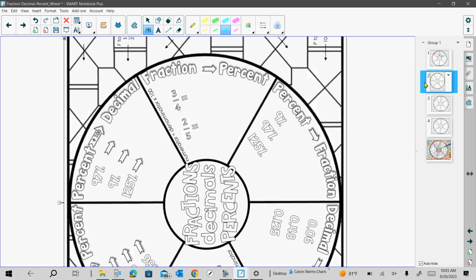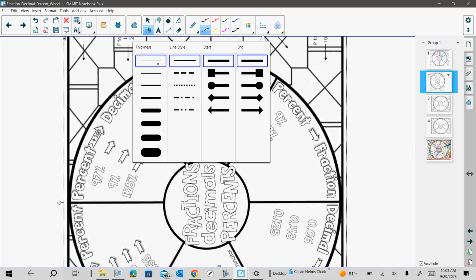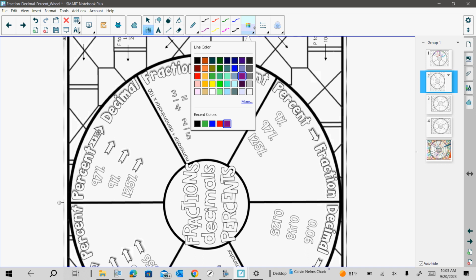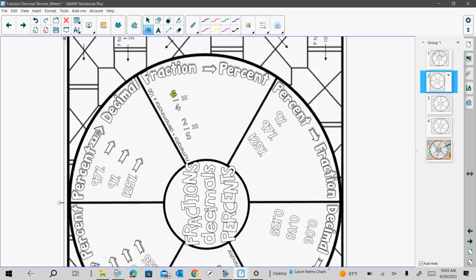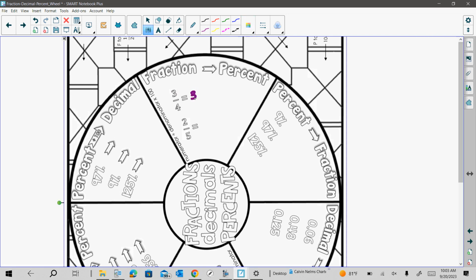Okay, so since we're dividing the denominator, that means it's a purple. No, here. That means you take the top number, which is 3. Why isn't it changing the font? We're going to divide it by 4. Then take that answer, because this turns out to be 0.75, and then take that answer and times it by 100, which is 75%.